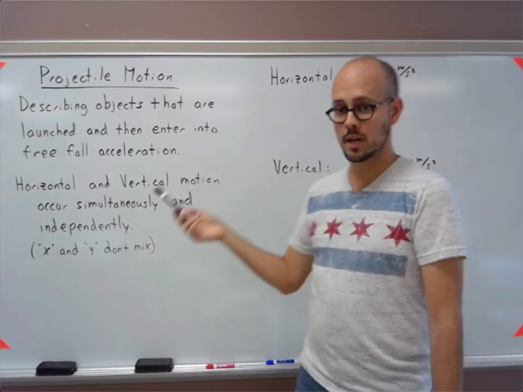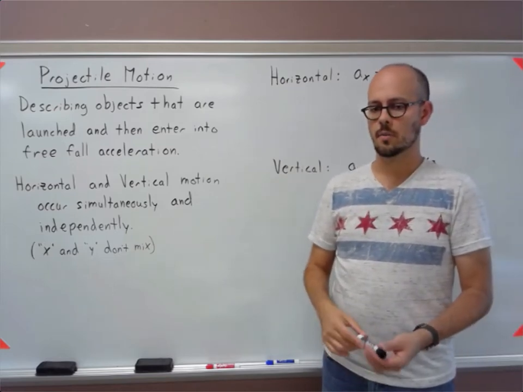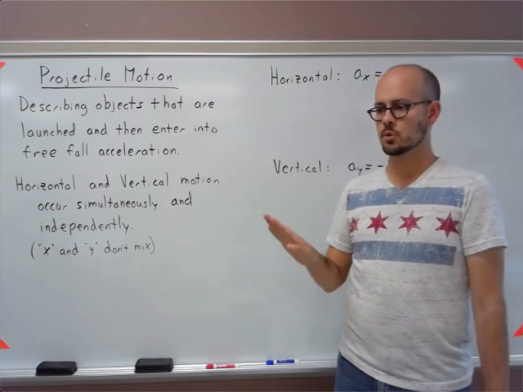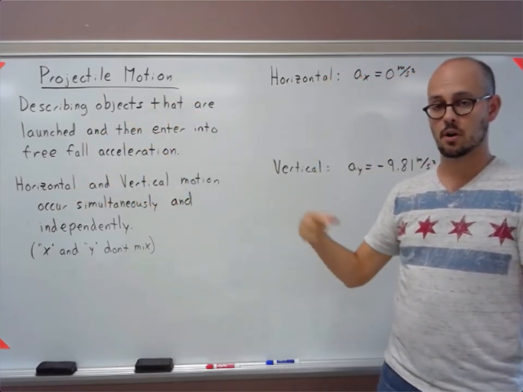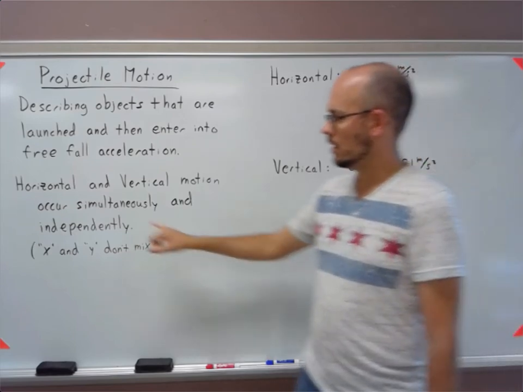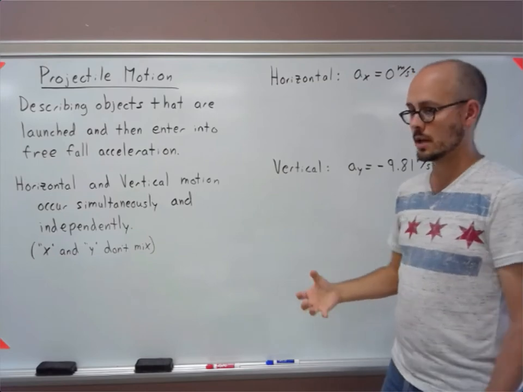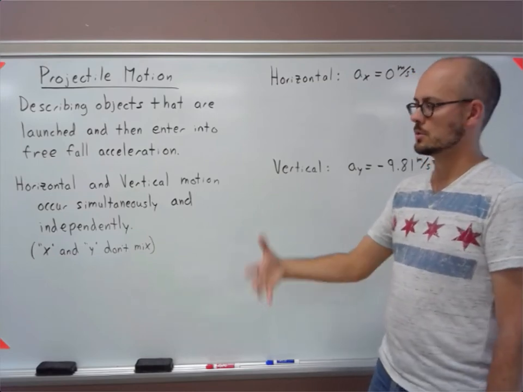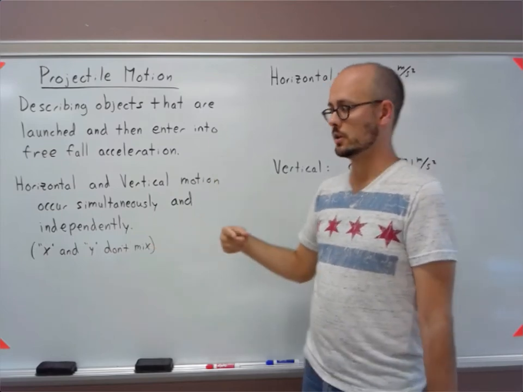To describe a projectile, you need two-dimensional kinematics. Imagine if you kick a soccer ball, it moves in an arc, in a parabolic path, which means it's moving both horizontally and vertically at the same time. So we have horizontal and vertical components of motion that occur simultaneously, meaning the object is going to move in the horizontal direction while it is also moving in the vertical direction.